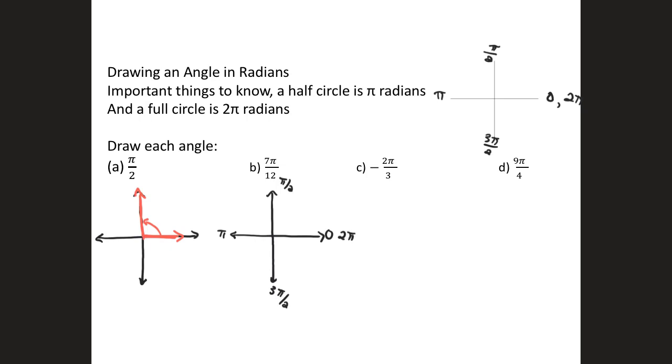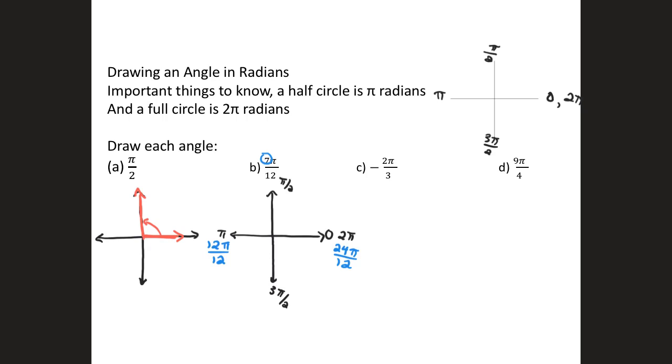And rather than have 2 pi, I'm going to put all of these with a denominator of 12. So 2 pi would be the same thing as 24 pi over 12. See, I'm using that common denominator. 1 pi is the same thing as 12 pi over 12. And I want 7 pi over 12.